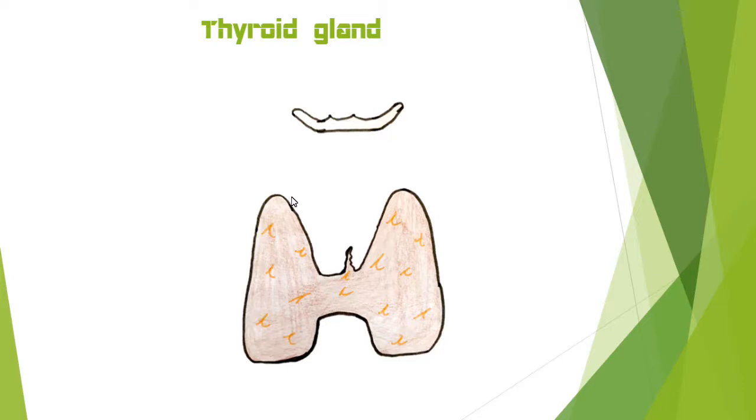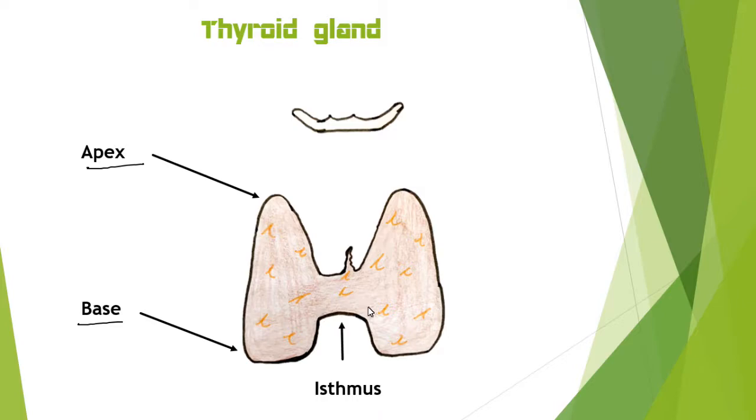Now we will see it in the diagram. The thyroid gland has the apex and the base. This is the apex, this is the base. And this is the isthmus, which connects the right and left thyroid lobes. The projection from the isthmus is known as the pyramidal lobe.